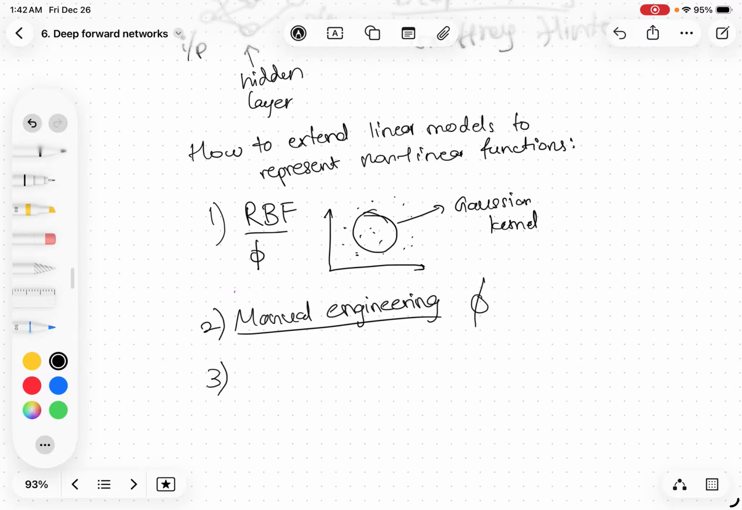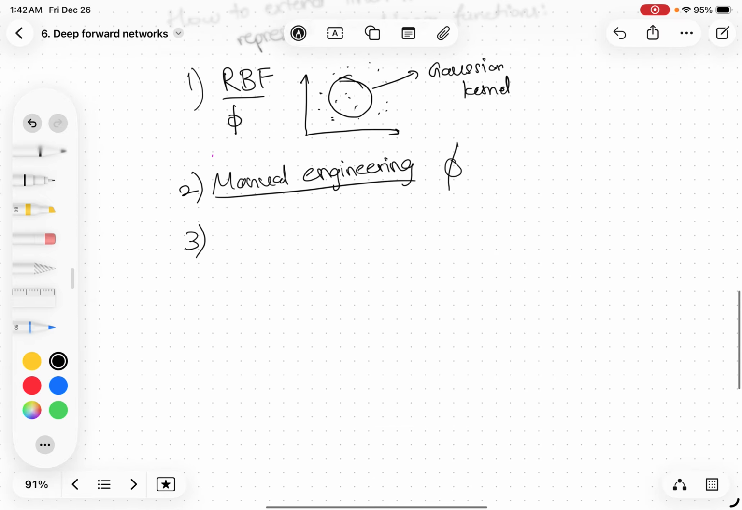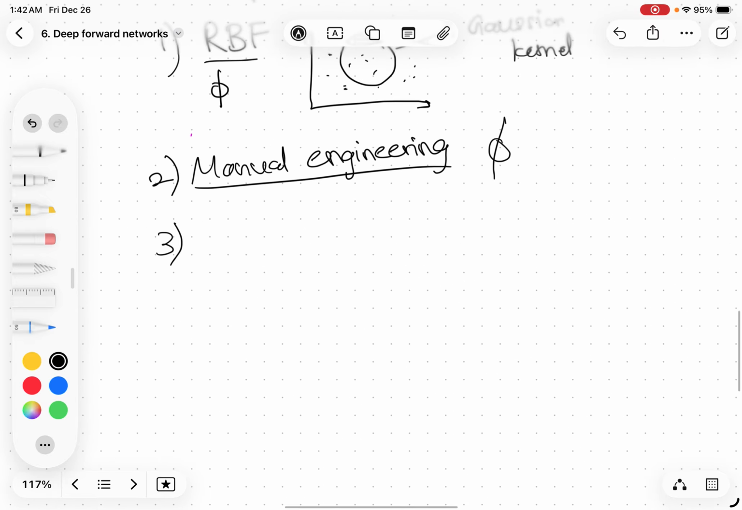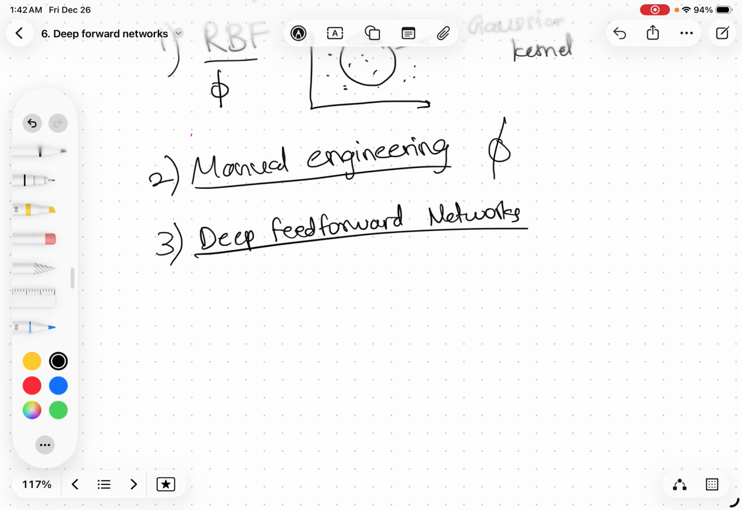So if you look at the third way, this is to use the deep feedforward networks. This is highly scalable. Here we can learn from a lot of data, and this is just the way. And this entire chapter, this is what we'll be learning.